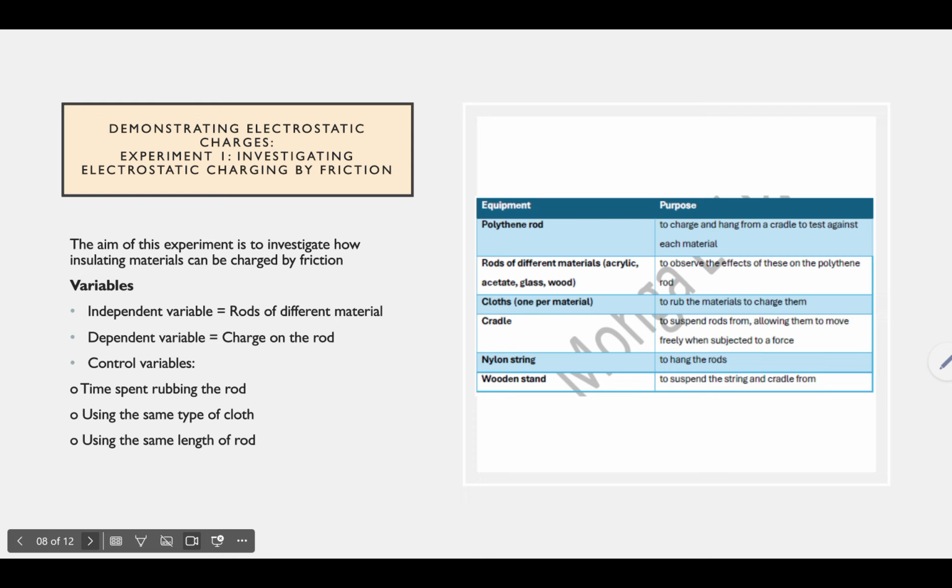and the cradle from. Here, the things that I'm changing, which are my independent variables, are the rods of different materials. What is the thing that I'm measuring, which is the dependent variable? The charge on the rod. What are the variables that I'm controlling? How much time was spent rubbing the rod, using the same type of cloth, using the same length of rod.